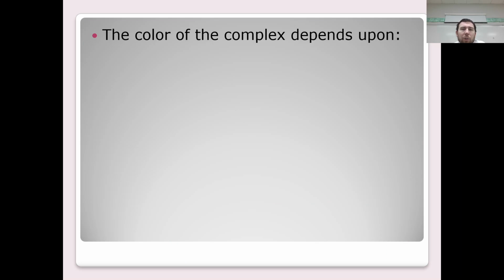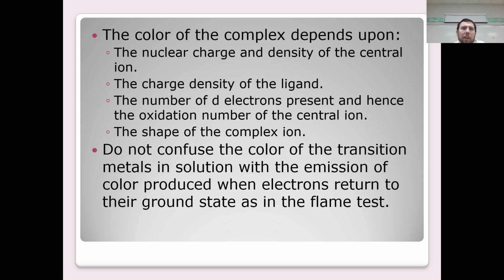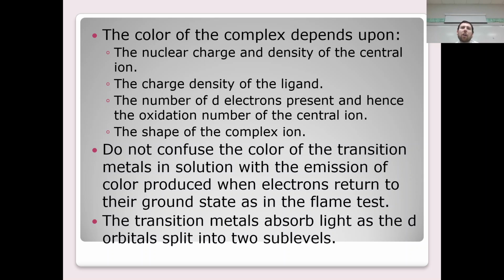All right, so what's going to determine the color of a complex ion? Well, it's going to depend on 4 factors. The first is the nuclear charge and density of the central ion. When we think of nuclear charge, we're thinking of how many protons it has. And what about the charge density around that central ion?